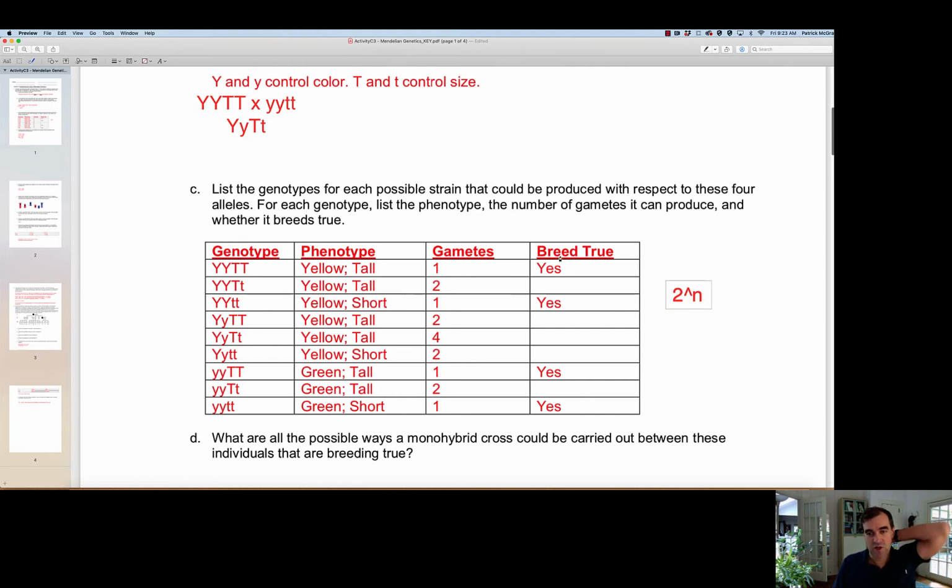So which one of these breed true? The ones that breed true are the ones that are homozygous, or the ones that only produce 1 gamete. And so there's 4 of these, and they have all 4 different combinations of the homozygotes.